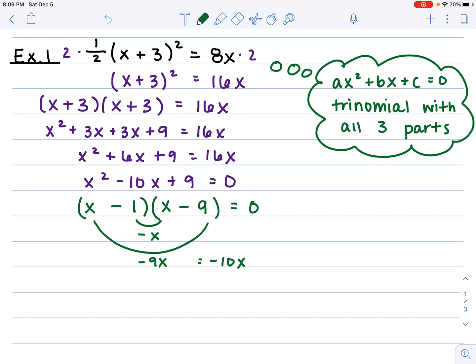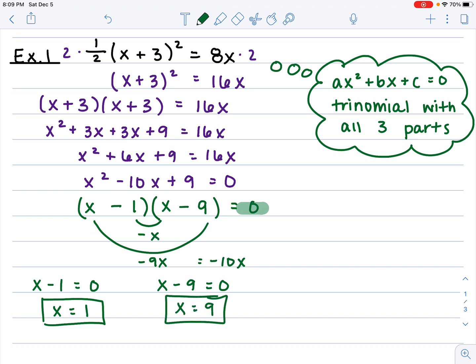Now we're just going to take both of those parentheses and set them equal to 0. So I've got x minus 1 equals 0, and x minus 9 equals 0, and we're going to solve for x. I can add 1 to both sides here, and I get x equals 1. And I can add 9 to both sides, so I get x equals 9. And there are my 2 solutions.